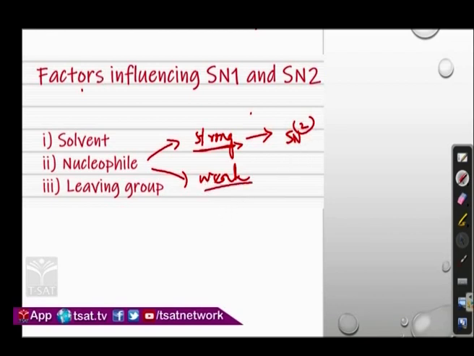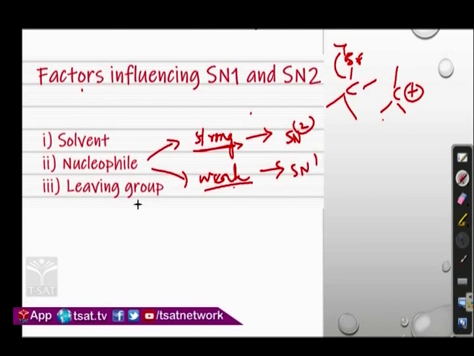If it is a weak nucleophile, it will wait until the carbon bromide bond breaks and a carbocation is generated. After that the weak nucleophile will attack. So it is a condition of SN1.